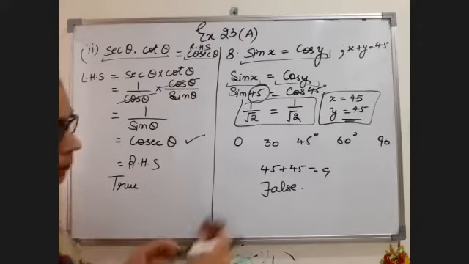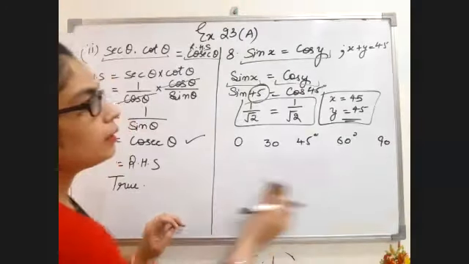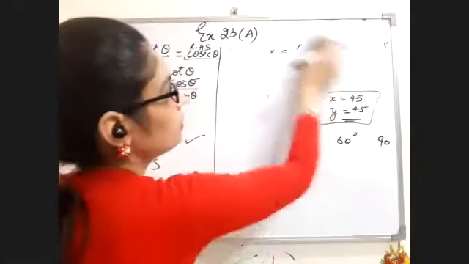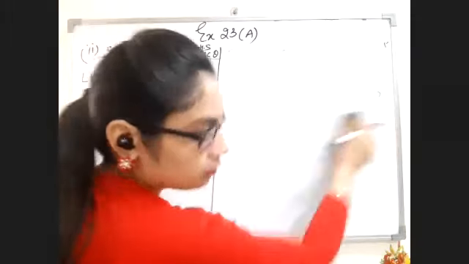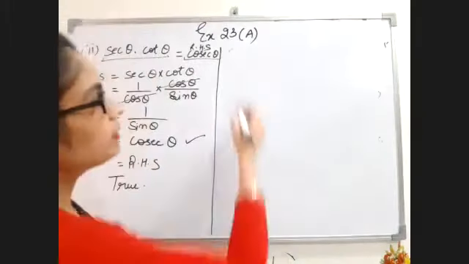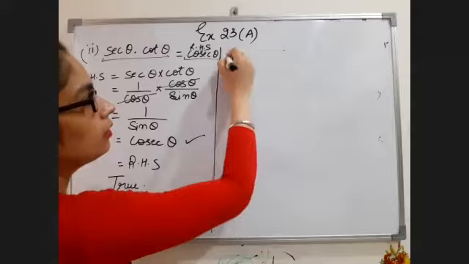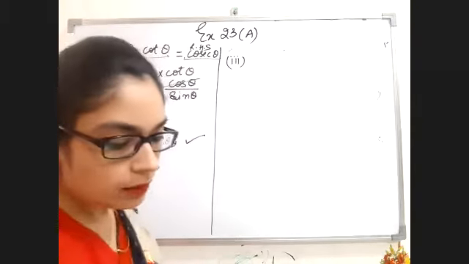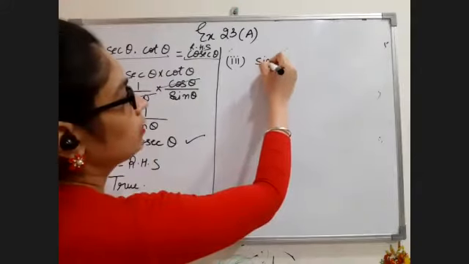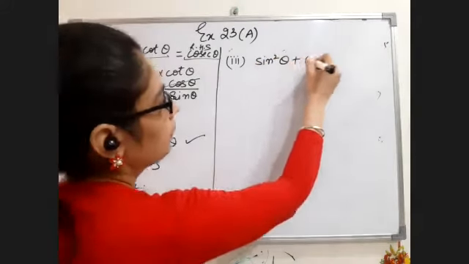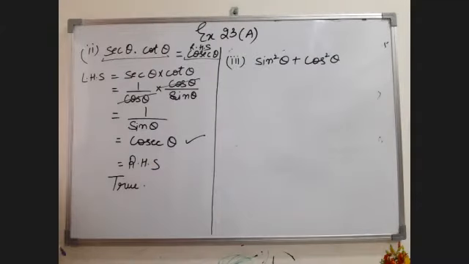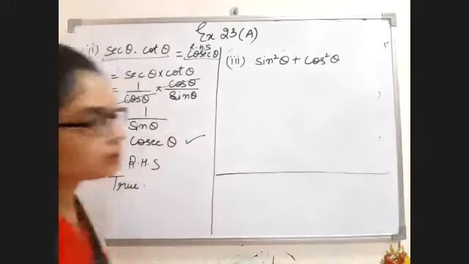Now let's do the third part. It's not a true or false, it is a simple question. They have mentioned for any angle theta, find the value of sin square theta plus cos square theta, where theta is any angle. So we can start by assuming angles from the standard angles.